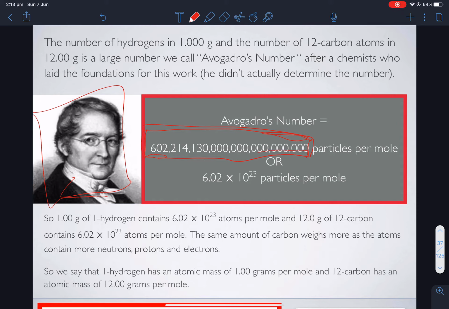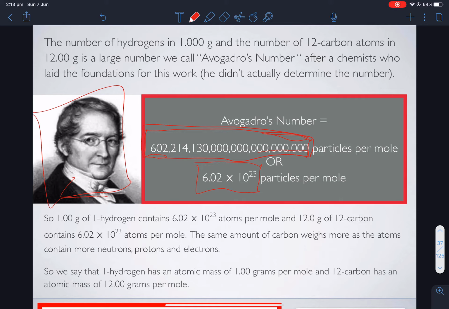602,214,13 blah blah blah 000. We simplify that in scientific notation to this very important number that every chemist loves: 6.02 times 10 to the 23. Sometimes you might say it as 6.022 times 10 to the 23. And that's how many particles there are in a mole of something. So if we're talking about a mole of carbon, we're talking about 6.02 times 10 to the 23 atoms of carbon.